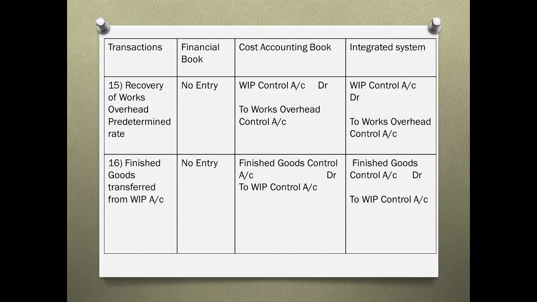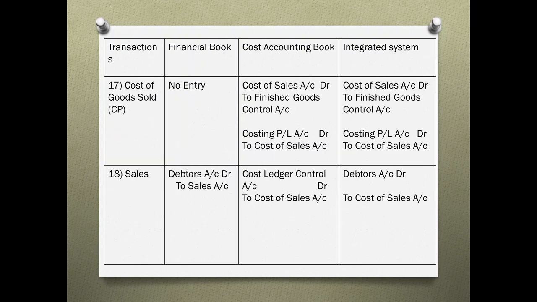Under financial, this is not going to affect because it is interdepartmental. Allocation entry नहीं होता है FA में, interdepartmental transfer entry नहीं होता है under financial book. So my integrated entry would be the same as it is recorded under the cost book.